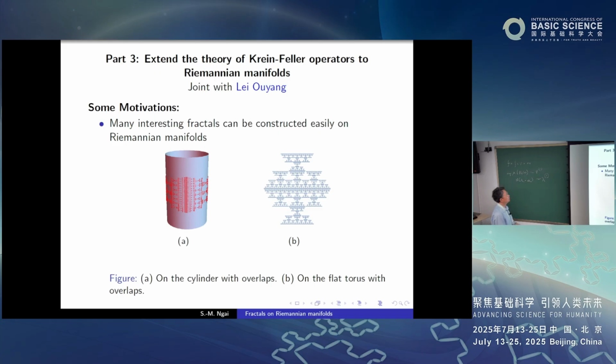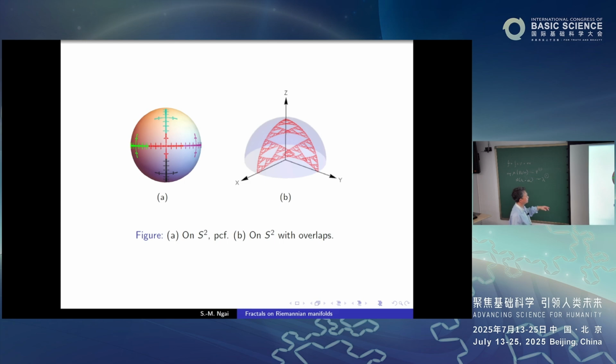We want to extend the theory to Riemannian manifolds. First of all, there are some motivations. You can construct lots of interesting fractals on Riemannian manifolds. This is a cylinder. This is the flat torus. This is a sphere. This looks like PCF. It looks like the well-known fractal set called the Vicsek set on R^n. And this is a Sierpinski gasket with overlaps. So they present challenging problems.